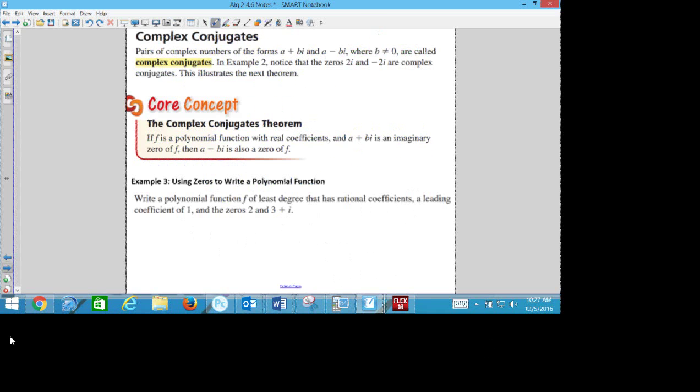Okay. All right, last section is conjugates, which we did on Friday. If you were absent on Friday, this is the same lesson we did on Friday. Only today, it's going to be complex conjugates, which means imaginary number conjugates.